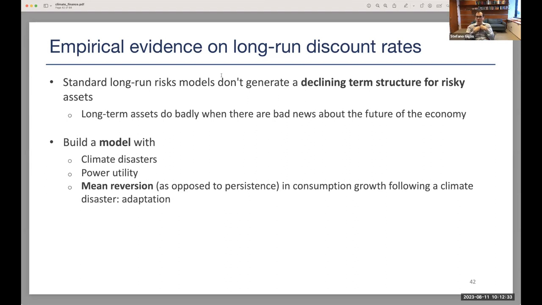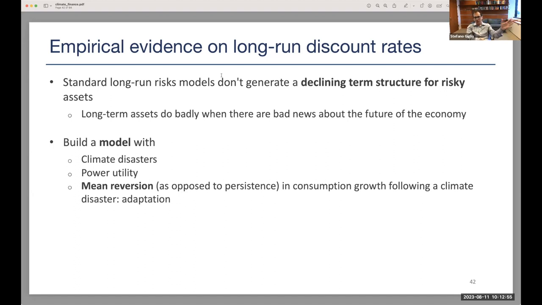So as an investor in housing, I'm really very scared about the short-term consequences of climate risk, which are these big disasters. I'm not that worried about 100 years from now because I know that in 100 years we're going to adapt. We're going to build seawalls, we're going to find new agricultural technologies and so on. Okay? This is one calibration, given the fiscal bunch of moments that we give.